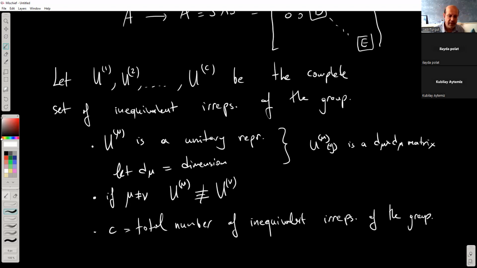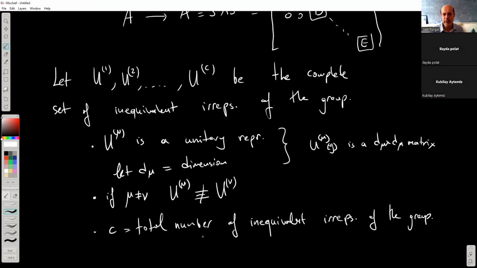Sometimes I'm just going to call this the total number of irreps, the total number of irreducible representations. But what I mean is a set of inequivalent irreducible representations. There's some arbitrariness in choosing these matrices, because I can make a similarity transformation and still get a representation which is equivalent to that.